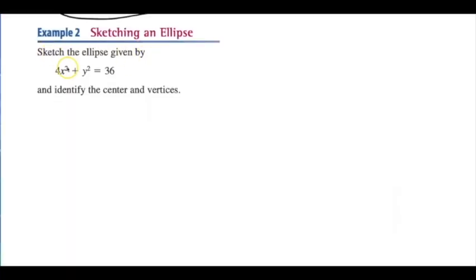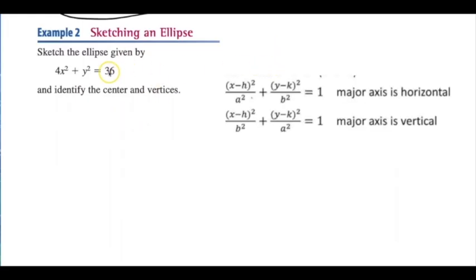Sketch the ellipse given by 4x squared plus y squared equals 36 and identify the center and the vertices. When we sketch an ellipse, we also want to put it in standard form. It's easy to find all the things we need to find. So given our two standard form equations, if you notice, they always equal 1, which means we want to make this side equal 1. Easiest way to do that, we're just going to divide everything by 36 to make this side equal to 1. Divide by 36.